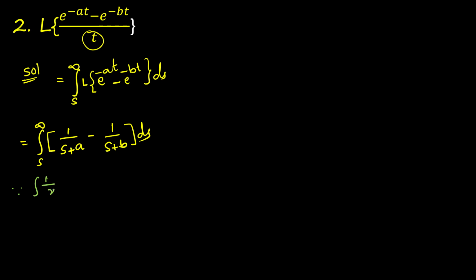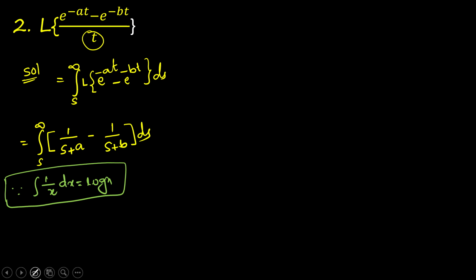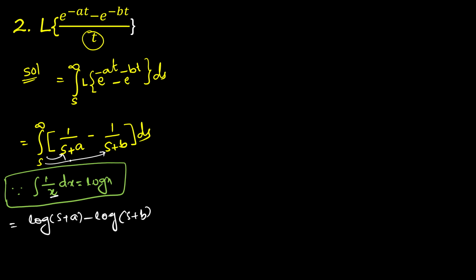So integration of 1 by x dx is equal to log x. Based on this formula I am writing log of s plus a minus log of s plus b. Now apply integration of this term, again integration of this term. Instead of x we have s plus a, so I have written log of s plus a. Instead of x we have s plus b, so I have written log of s plus b, with lower limit s, upper limit infinity.